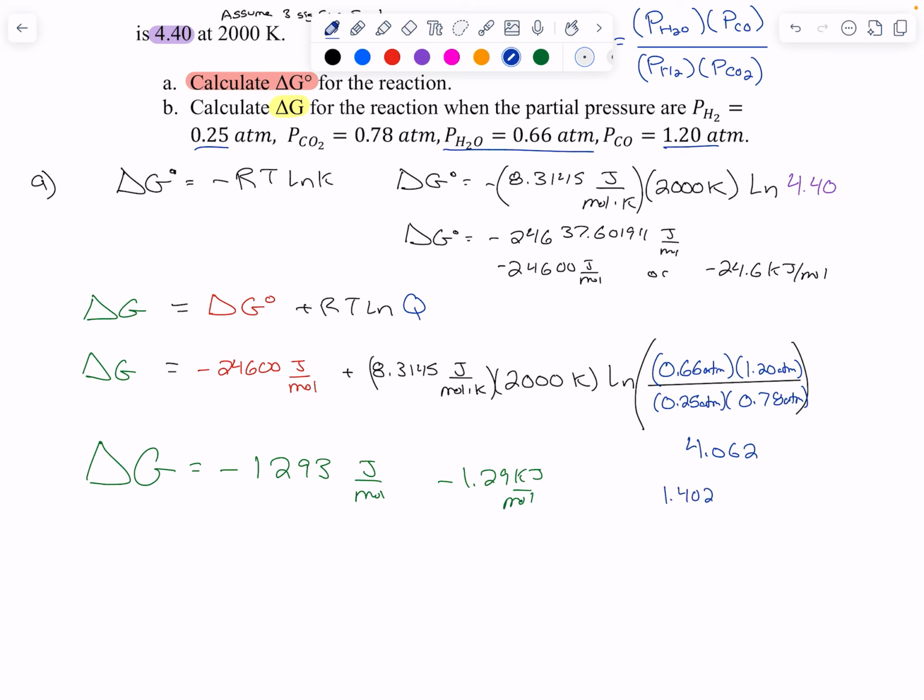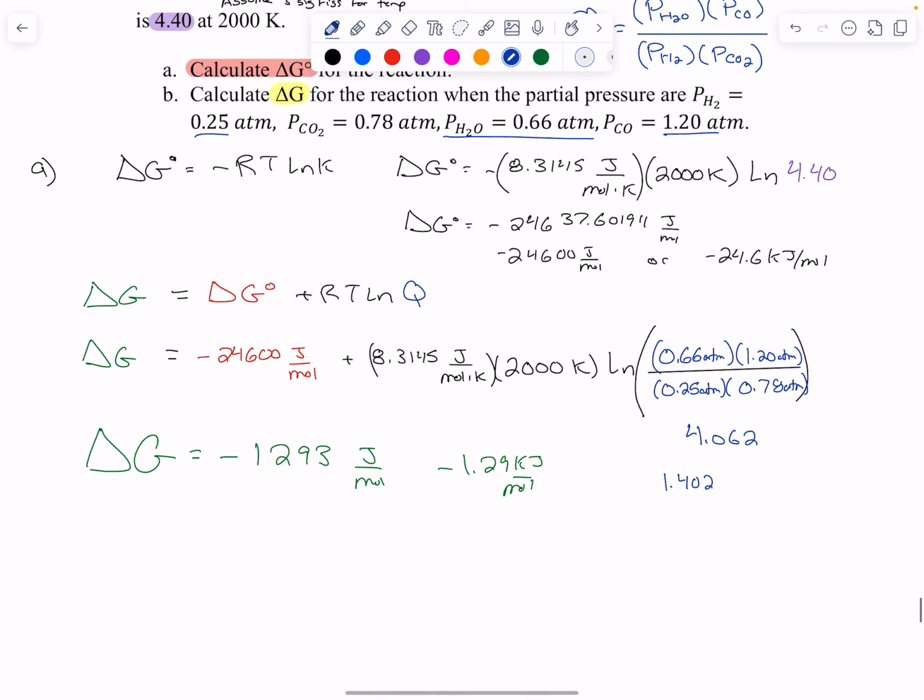All right, times your 2000 Kelvin. 1.402 times your 2000 Kelvin times 8.3145 is 2331. So I'd have had, for the whole term, 23310 joules per mole. So negative 24600 plus 23310.